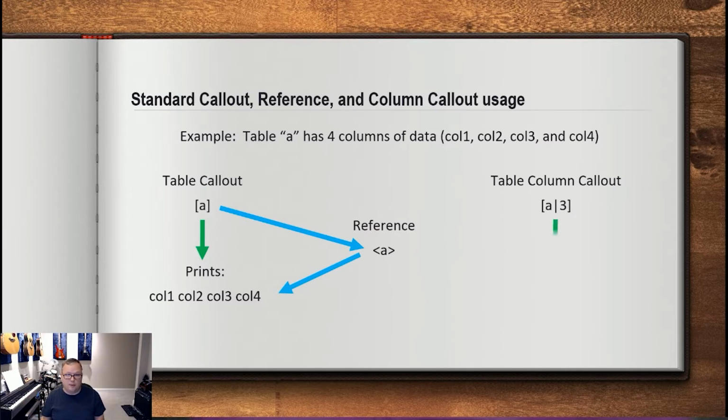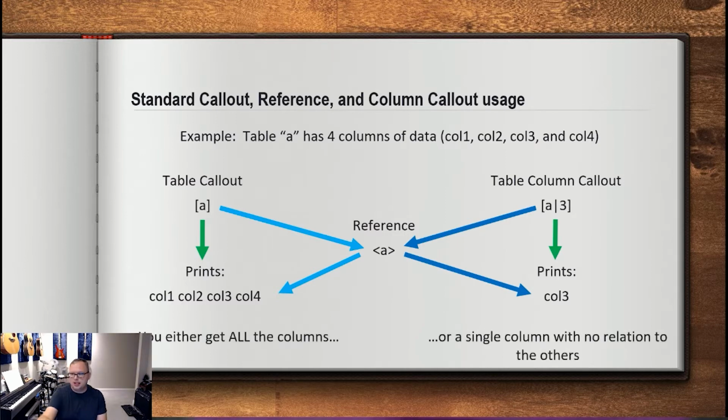You can also do a column callout where you use the pipe symbol to specify one column of that table that you want. And so it'll roll the row, but it'll just go to that column and give you column 3. And if you referenced it later with the alligator mouth, you would only get column 3 like before. So this is the standard usage of story templates, and this is the easiest way to use it. Call tables, reference them, and build a story with it.